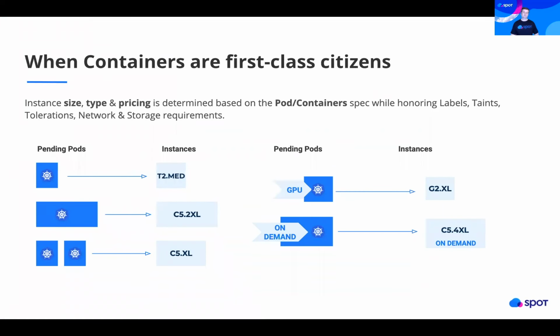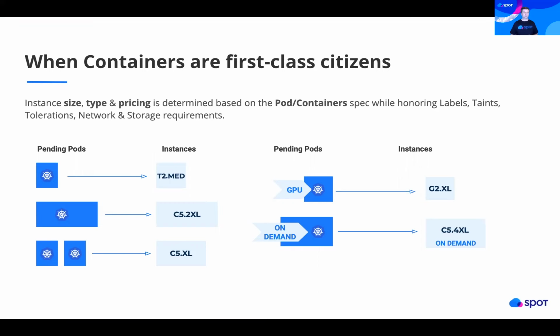So when containers are first-class citizens, the instance size, type, and pricing should all be determined by the pods and the containers. It should honor any labels, taints, tolerations, network, and storage requirements. And those should all be applied to the pod or the container and not to the infrastructure.